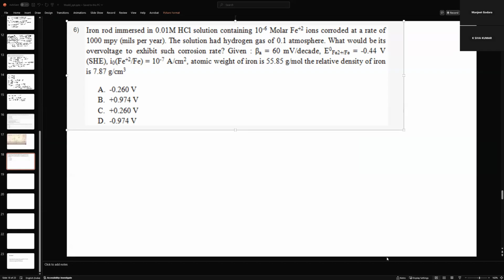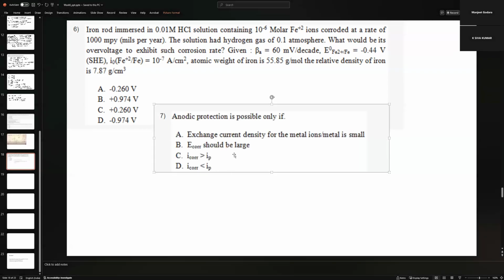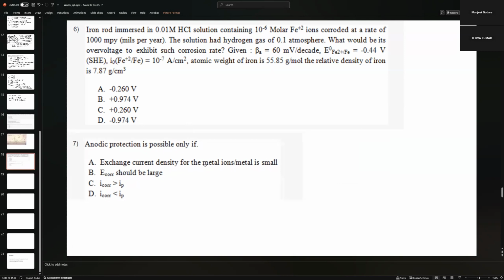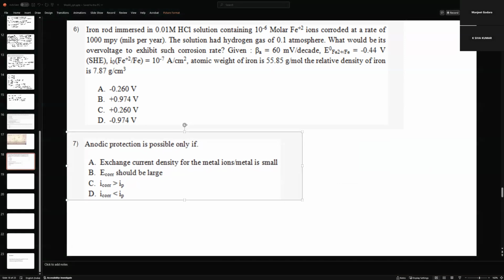So you have solved this one as well. And finally, relief production is possible only if... This is also C. I think this is directly from the lecture. Yeah, C is correct. I think you have solved most of this.